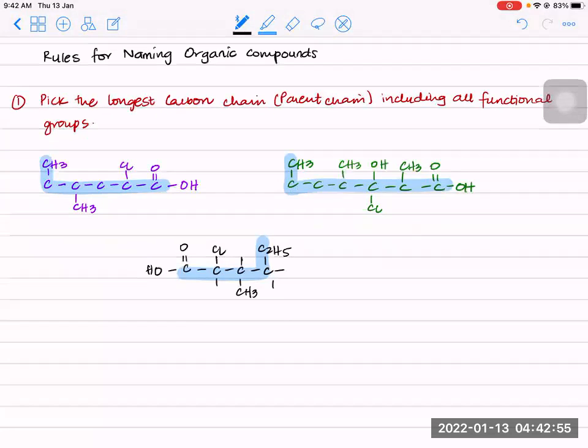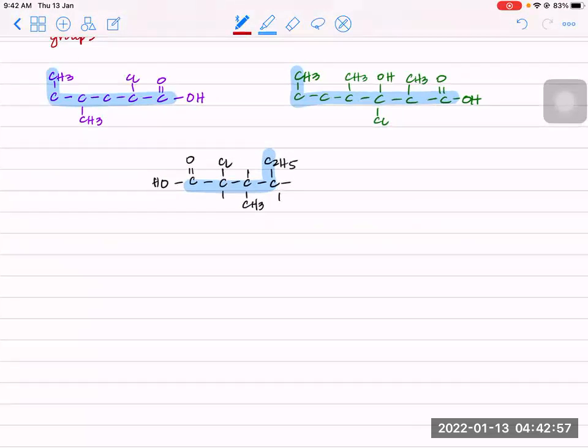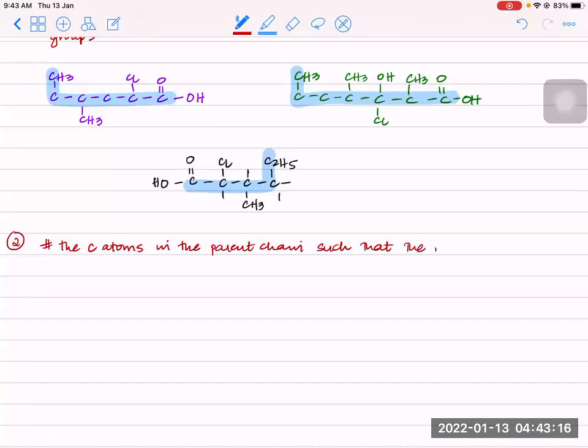So the first thing is you pick the longest carbon chain, which we call the parent chain. The second is you will number the carbon atoms in the parent chain such that the most important functional group gets the least number. So the most important functional group gets the least number.